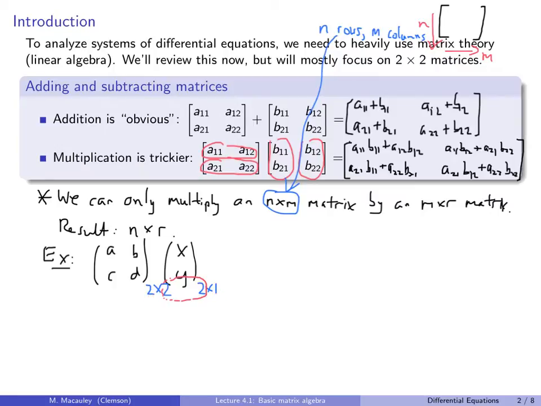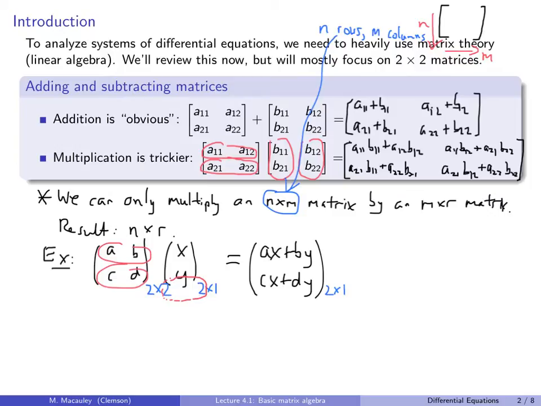So let's multiply these. So it's these rows by this column. So the result of this is AX plus BY on top and CX plus DY on the bottom. And again, this is a 2 by 1 matrix. So this is 2 by 1. And again, that's this 2 and that 2.